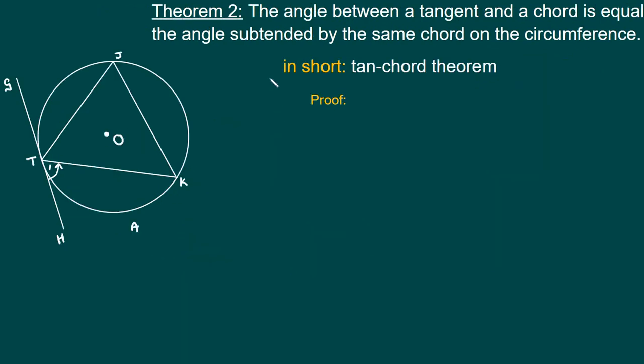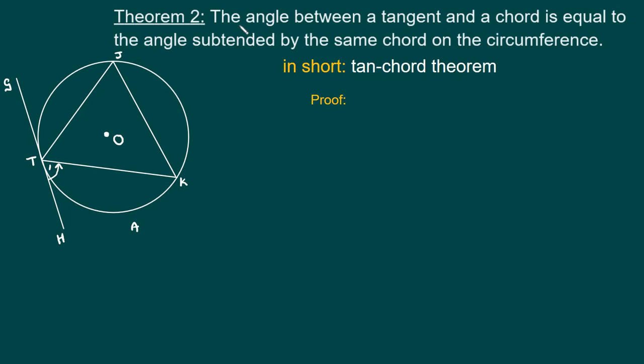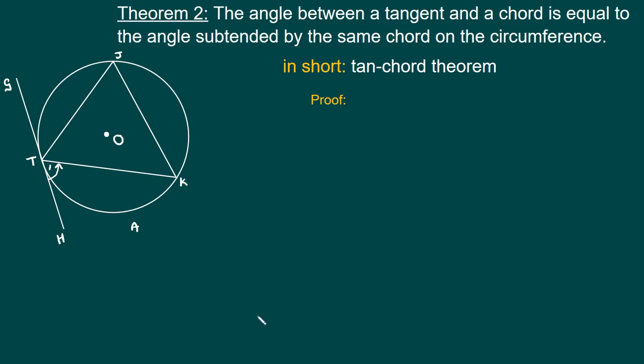Now here's theorem number 2. What does theorem number 2 say? It says that the angle between a tangent and a chord is going to be equal to the angle subtended by the same chord on the circumference. This is your tan-chord theorem.